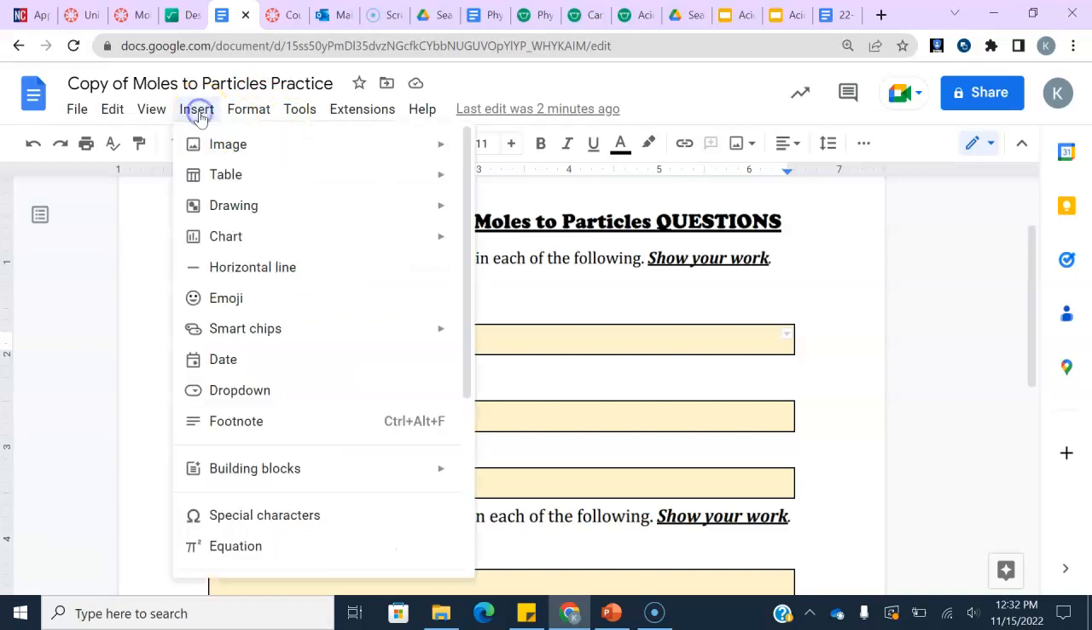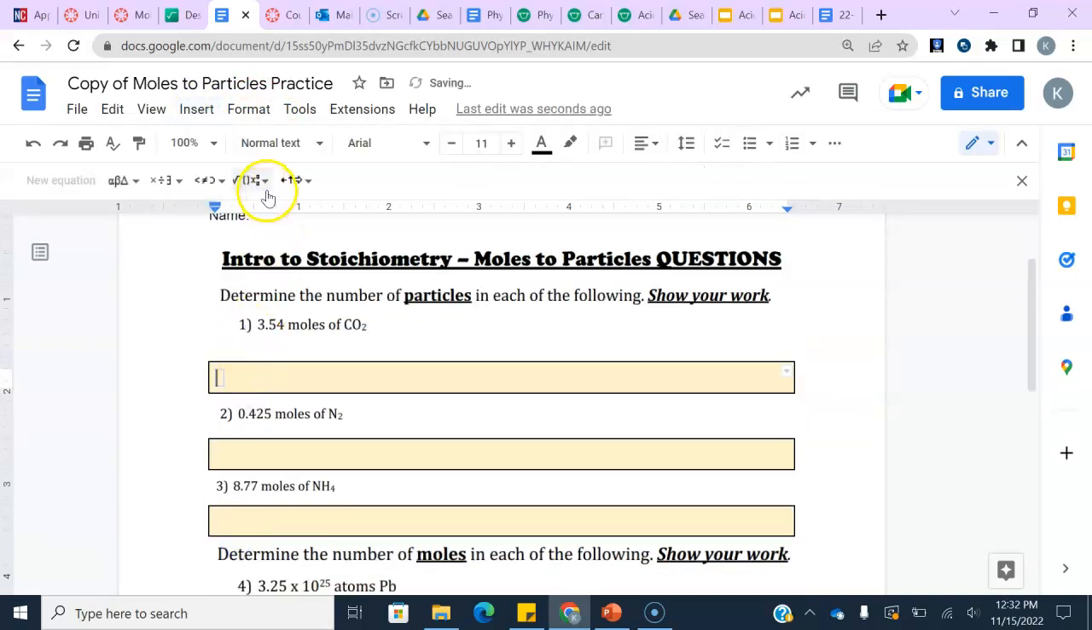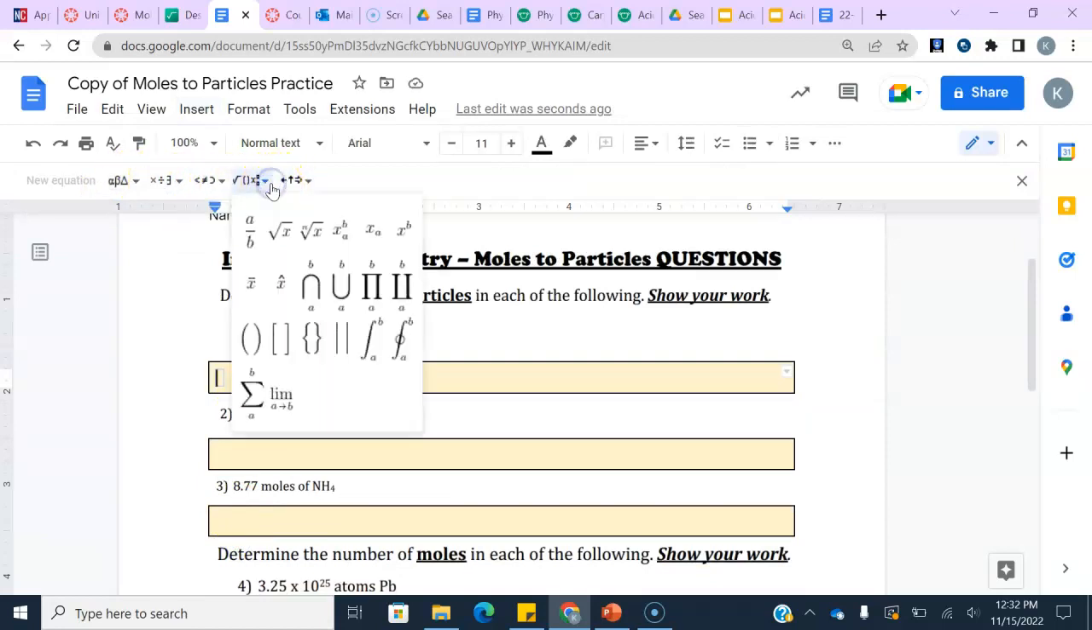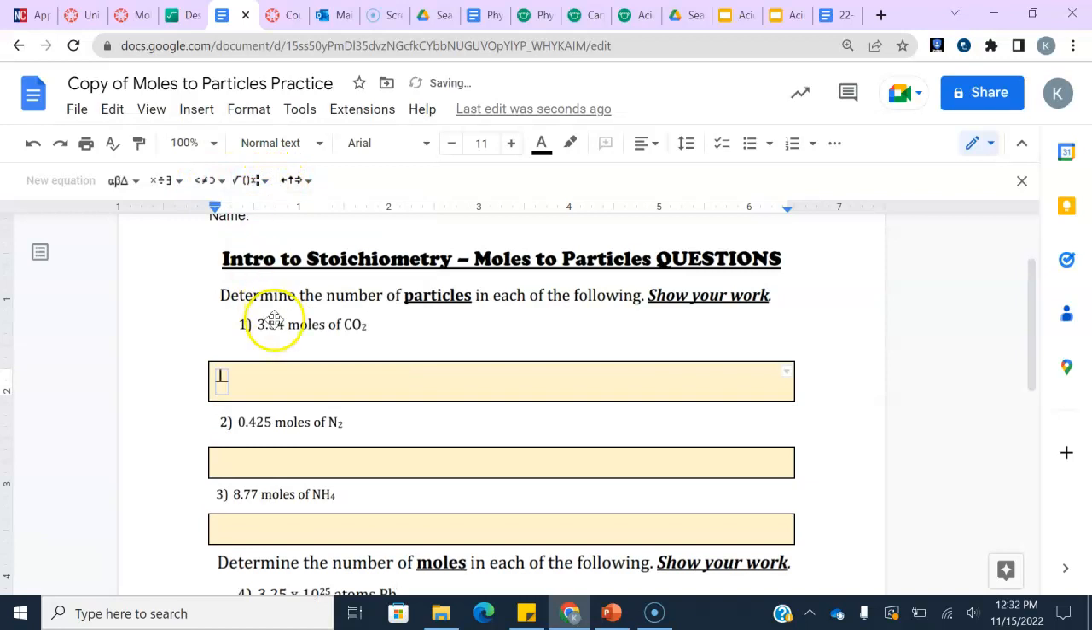So I'm going to go to Insert. I'm going to go to Equation. And up here you'll see these equation symbols. We're going to do the math operations and we're going to get a fraction. Okay, so that's going to help us with this. So what I know I'm starting with is 3.54 moles of CO2. Okay, and I'm going to put that over 1 because it's assumed 1 in the bottom.